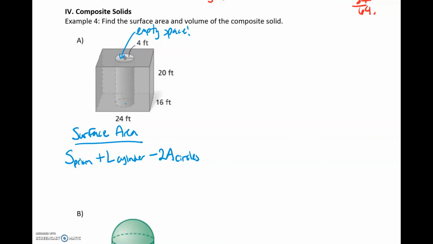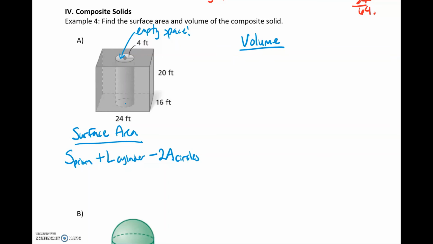So surface area is a little bit trickier because you have to think about what you're adding, what you're subtracting. Volume, on the other hand, super nice. Volume, it's just the space inside. So what you're thinking about is, okay, if I took out this little cylinder, this little tunnel inside the shape, does that increase or decrease the amount of space inside? Well, it decreases it, right? Because we took it out.